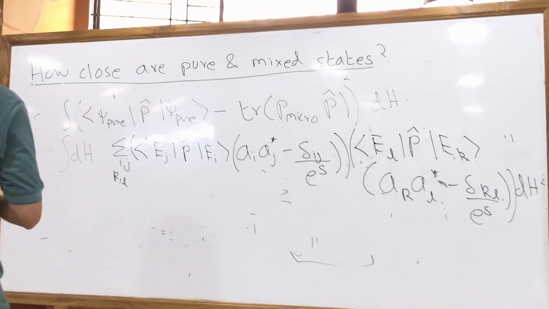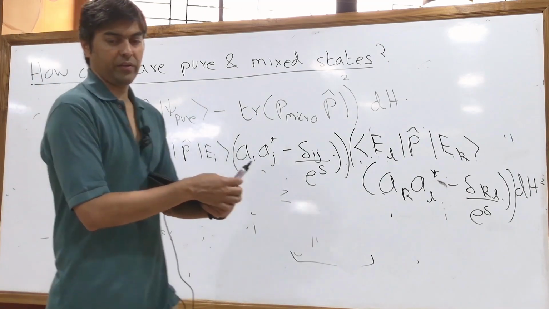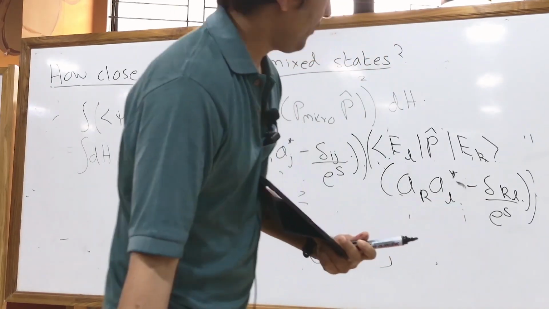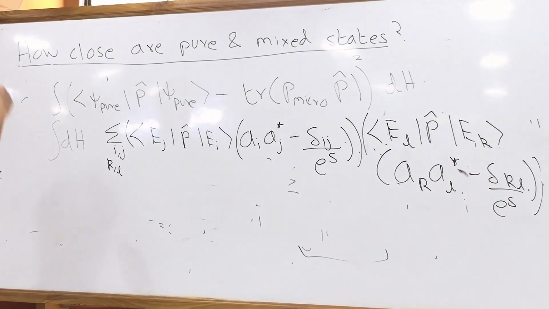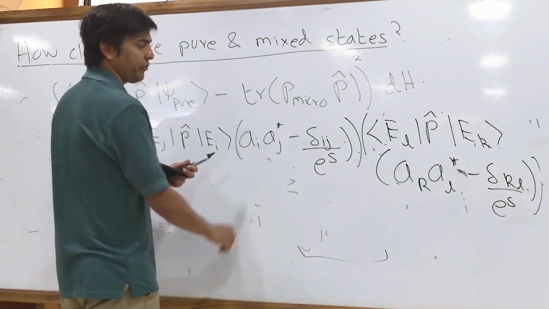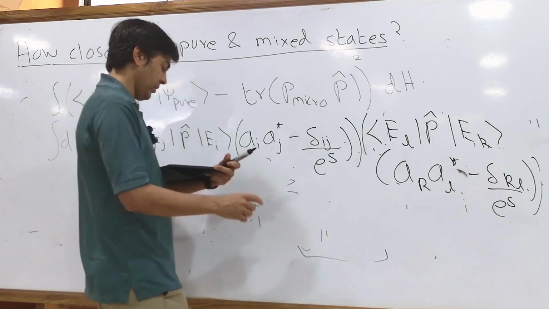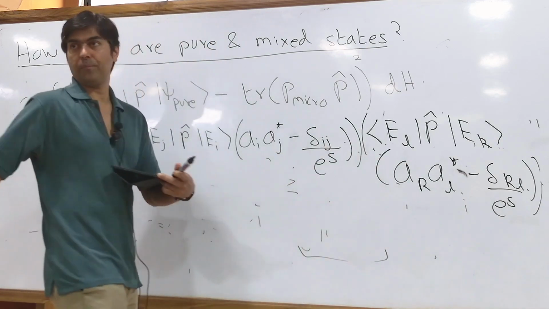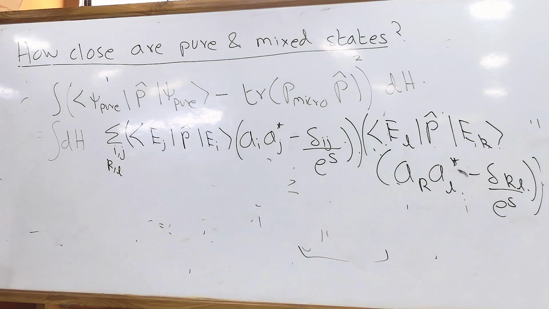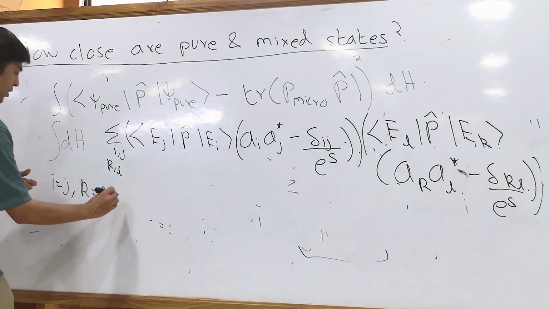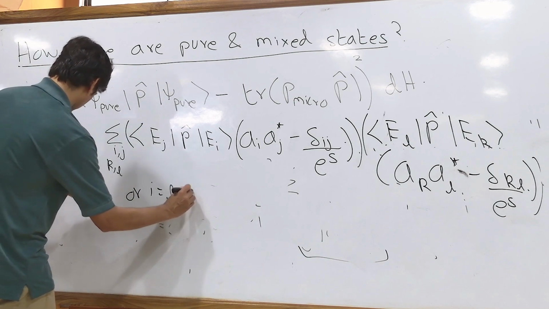Now notice I've written two Haar measures. I don't need two, I just need one. We have this integral over the Haar measure, and by the same kinds of arguments that I gave you previously, it must be the case that either I is equal to J and K is equal to L, or I is equal to L and J is equal to K. There are only two terms that contribute to this.